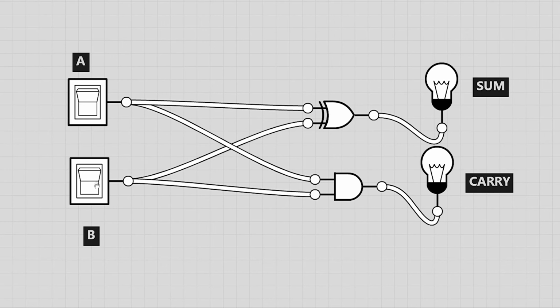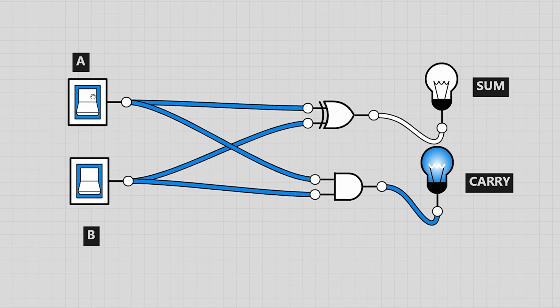When the input is 0 and 1, the sum is 1 and the carry is 0. And when the input is 1 and 0, the sum is 1 and the carry is 0. And when both the inputs are 1, the sum is 0 and the carry is 1. That's it.